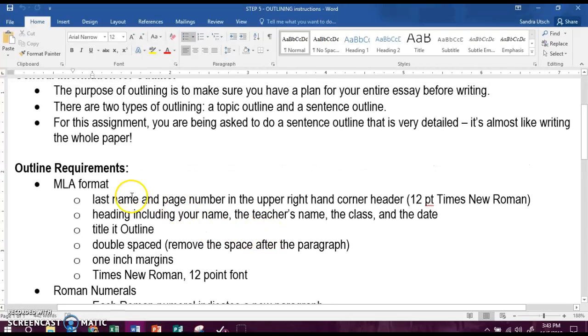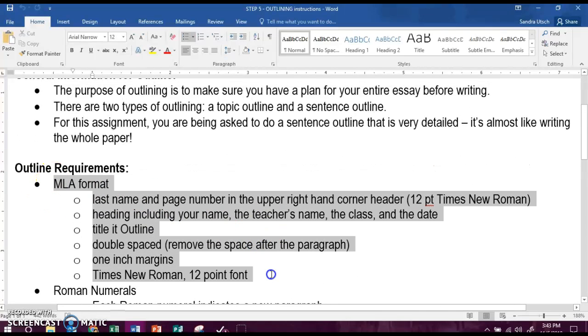Your outline requirements, first of all, it needs to be in MLA formatting. This is all standard MLA formatting stuff. However, as usual, I'm giving you a template document to get you started. And if you use that, all of this stuff, the double space, the margins, the font, is already set, good to go for you. All you have to do is fill in your heading and header.